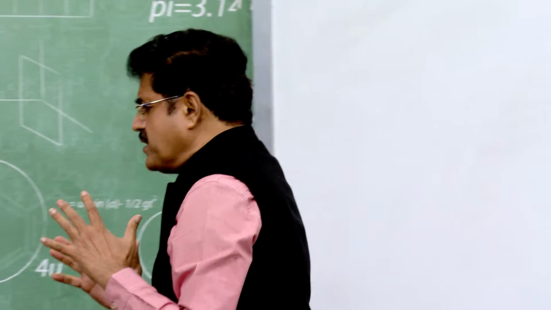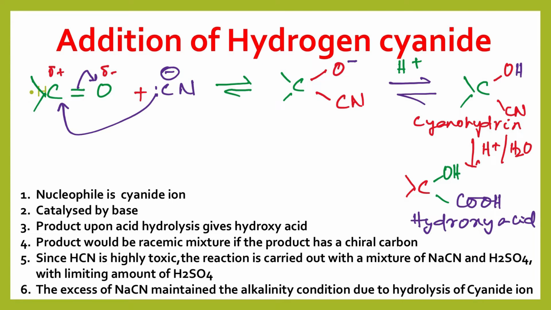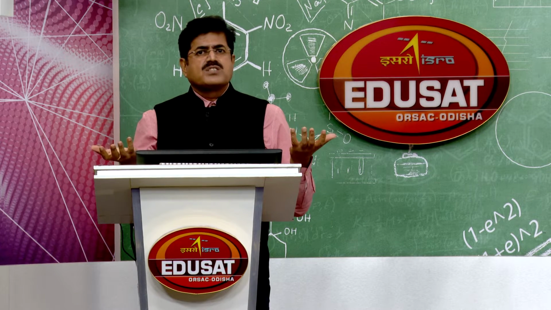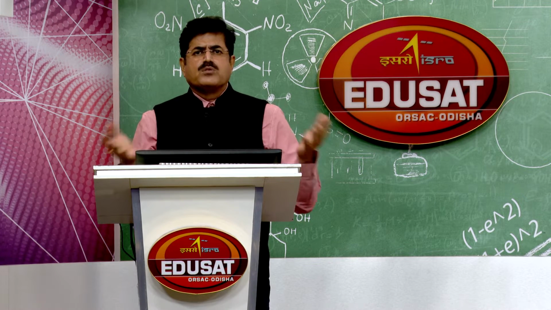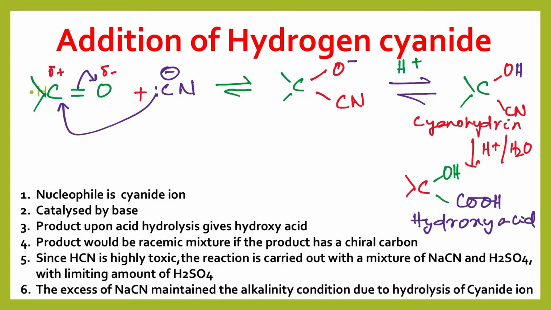Next point, in the nucleophilic addition of hydrogen cyanide, since HCN is highly toxic, it is too dangerous to work with HCN directly. Hence, HCN is generated using a mixture of sodium cyanide and H2SO4. The amount of H2SO4 must be lesser compared to the amount of NaCN, so that CN minus is left. The excess of NaCN maintains the alkalinity of the reaction because CN minus undergoes hydrolysis to give OH minus, which we discussed in the last class.